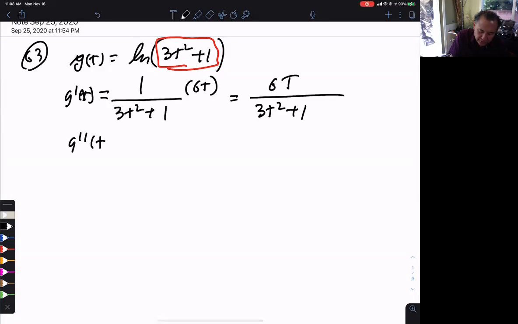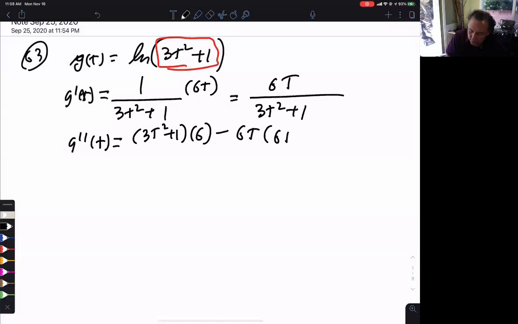Now to find the second derivative, we're going to have to do the quotient rule. Un momento as I check something here. All right, so the quotient rule. We're going to do low d high minus high d low over low squared. So low d high minus high d low, all over low squared.